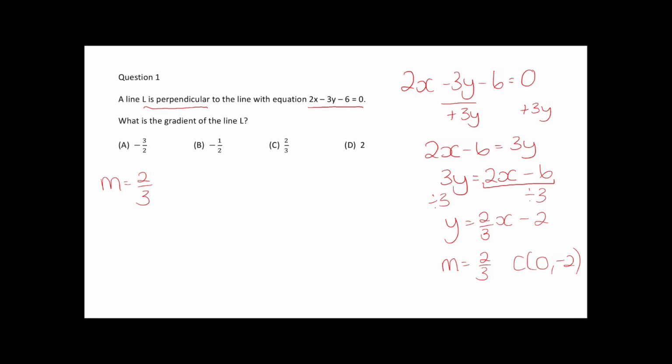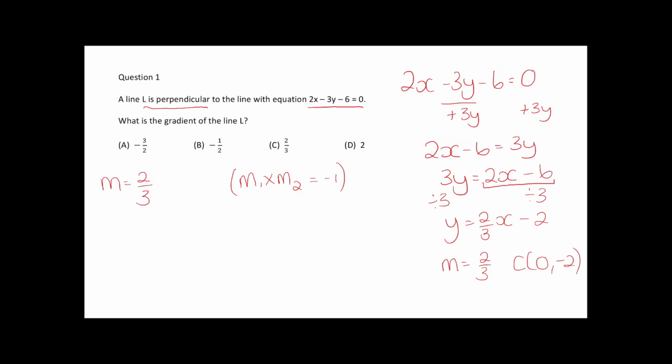For a perpendicular gradient, you should be able to times your two gradients together to get -1. Now, make sure you're writing that statement out. It's always a good reminder when you see the word perpendicular to know that when you multiply your two gradients together, you're going to get -1.